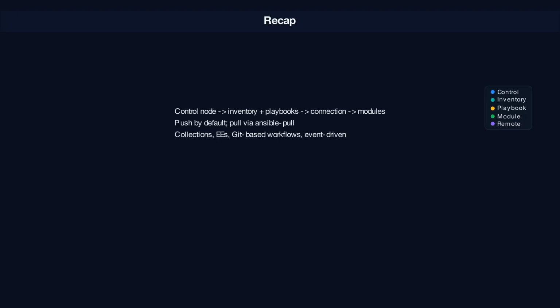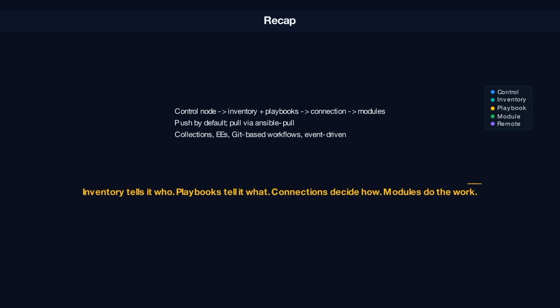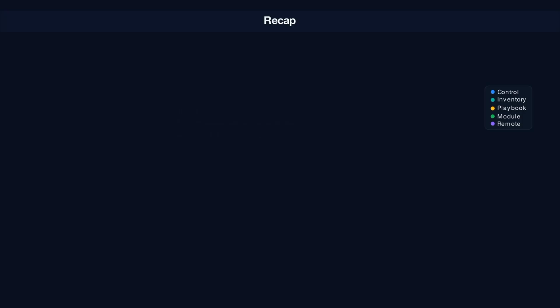Here's the mental model. Ansible usually starts from a control node. It reads inventory and playbooks. It chooses connection plugins. It executes modules locally or remotely depending on task and connection style. It is push by default, but pull is supported with ansible-pull. And modern Ansible now includes collections, execution environments, Git-based workflows, and event-driven automation. Final takeaway. Ansible is not just YAML. It is a structured execution engine with transports, plugins, content packaging, and workflow patterns.